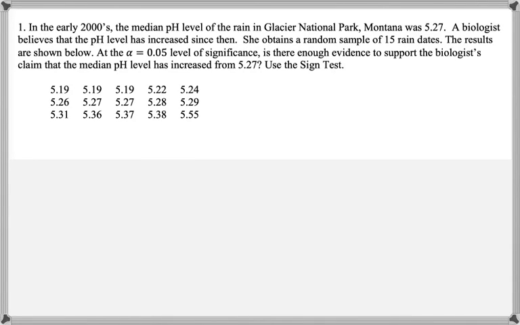In the early 2000s, the median pH level of the rain in Glacier National Park, Montana was 5.27. A biologist believes that the pH level has increased since then. She obtains a random sample of 15 rain dates. The results are shown below. At the 0.05 level of significance, is there enough evidence to support the biologist's claim that the median pH level has increased from 5.27? Use the sign test.